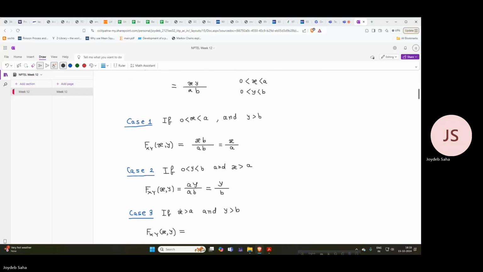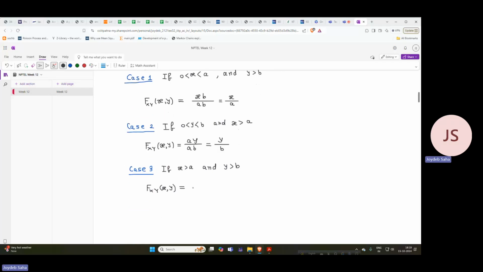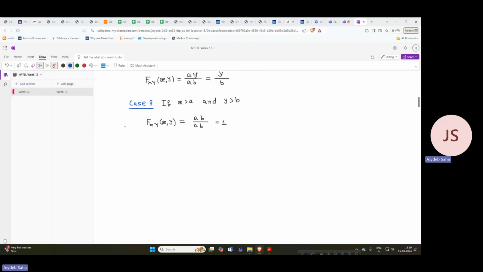Okay. So let us solve now. If both x is greater than a and y is greater than b, that is beyond the limit. So simply we put the value of x as a, and in place of y we put b, upon ab, which is 1.